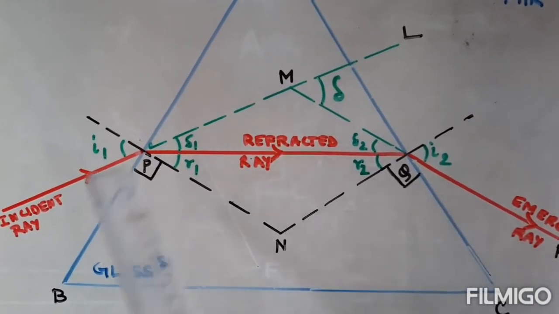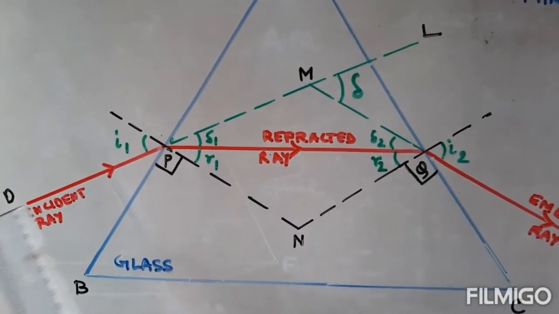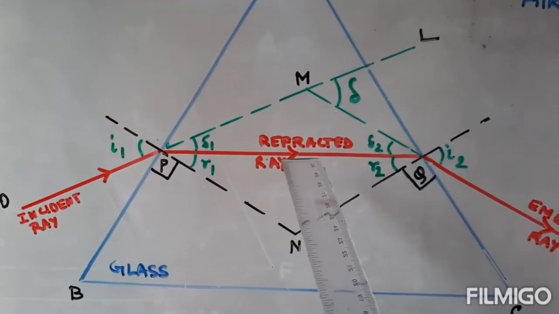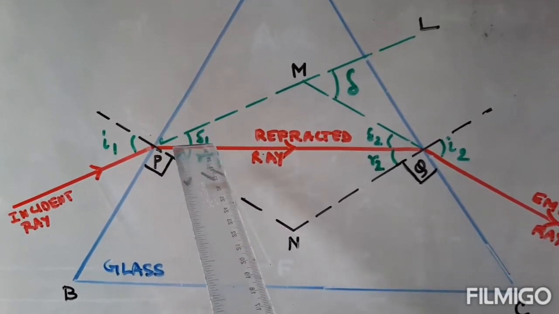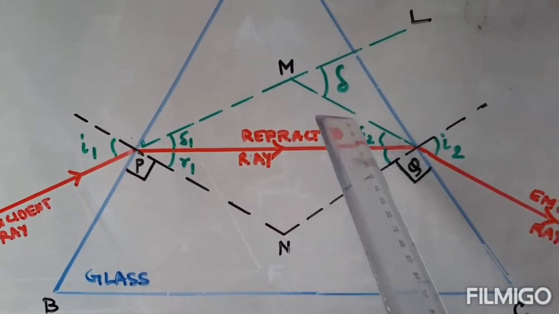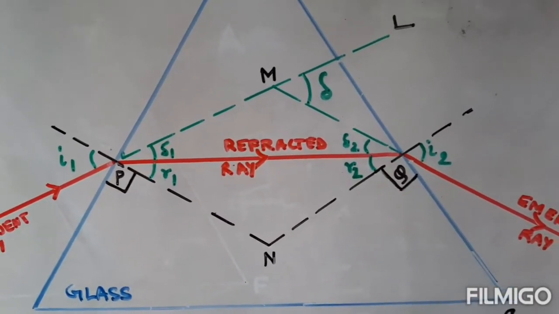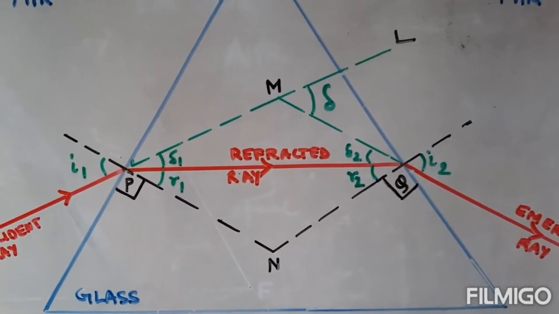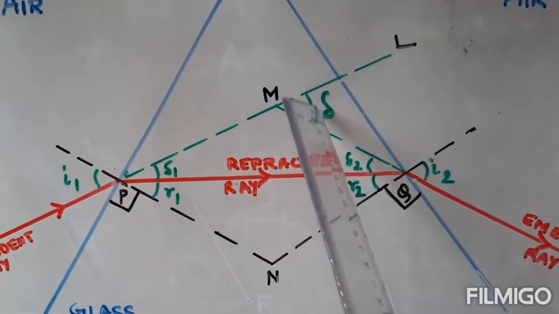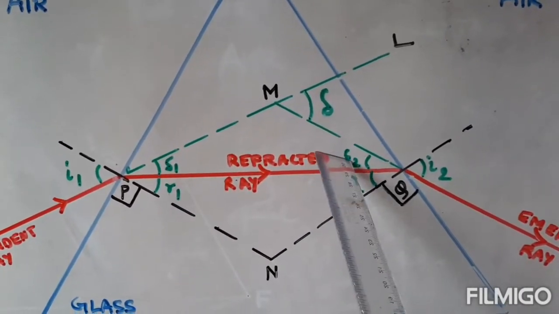Here, the first deviation: if the incident ray would have passed undeviated, it would have taken the straight path OL. It got deviated, and we denote the angle by delta 1. The second deviation we are denoting by delta 2. Therefore, delta, the final deviation or the angle of deviation, is equal to delta 1 plus delta 2.